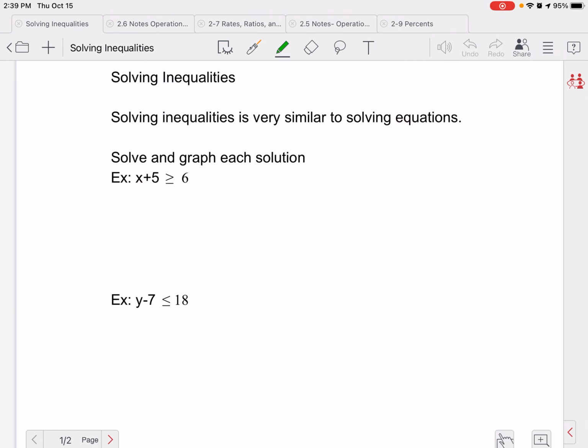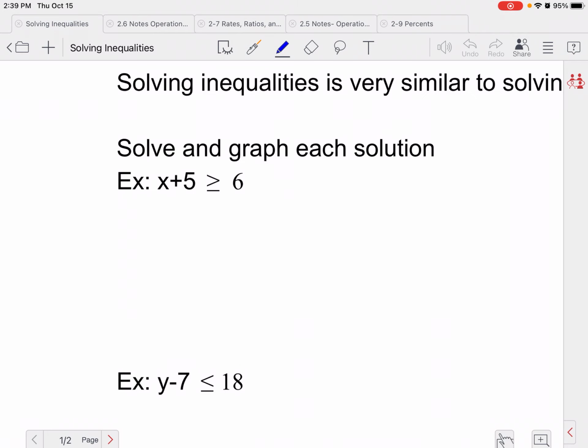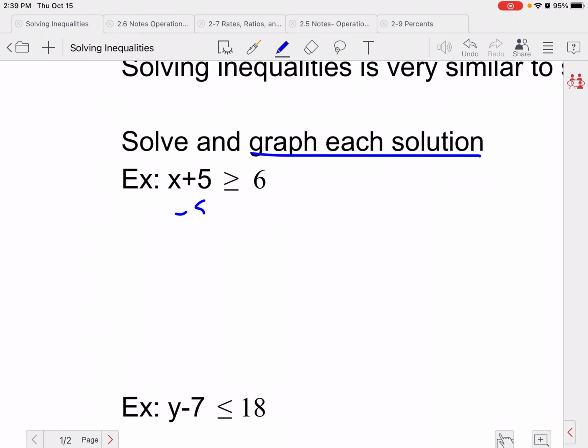As we're going through, remember we solve inequalities just like we do equations, except there's one little thing we change, and we'll talk about that in a moment. So we're going to solve and graph each solution. To get x by itself, we're going to subtract 5 from both sides. So we get x is greater than or equal to 1.